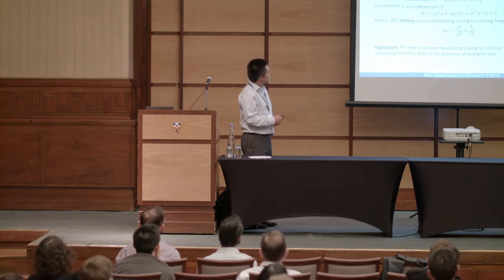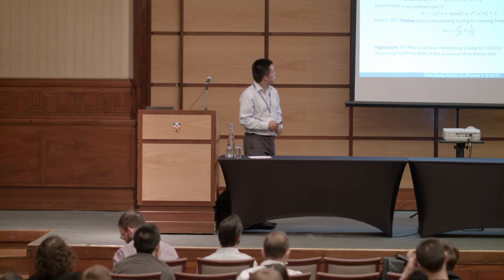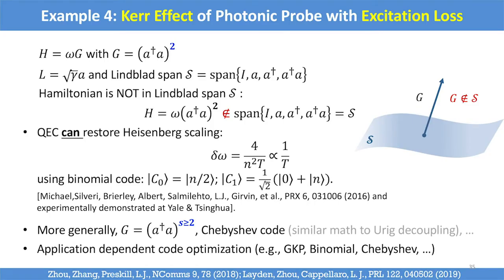But on the other hand, it also guides us: if there are some other signals, potentially it may work. For example, if the signal you're trying to sense is a Kerr effect, which is A dagger A squared, and the noise is photon loss, then A dagger A squared is definitely not in the operator span of these linear and quadratic terms of the creation and annihilation operators. Then in this case, our theorem says you can restore Heisenberg scaling.